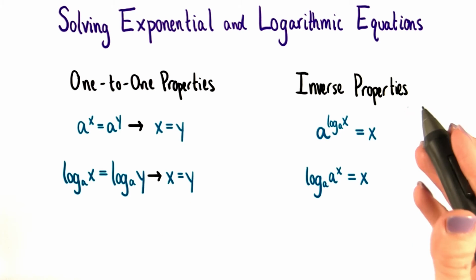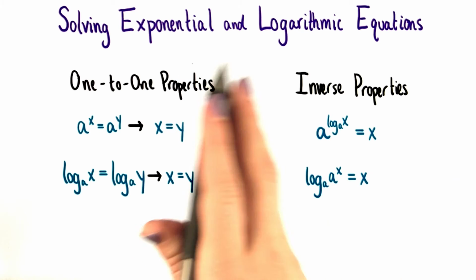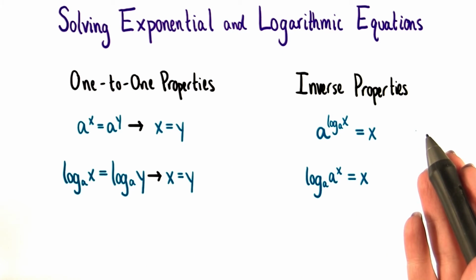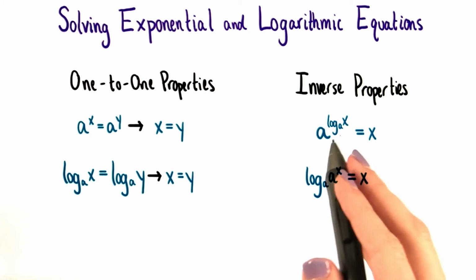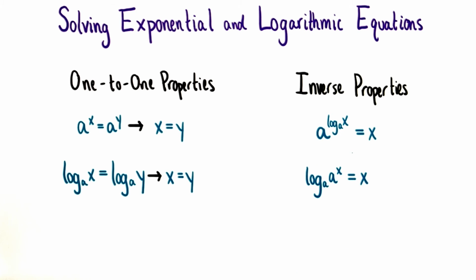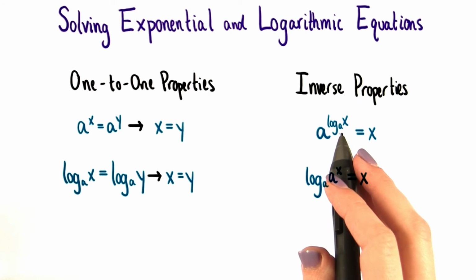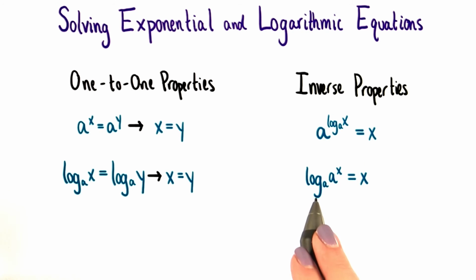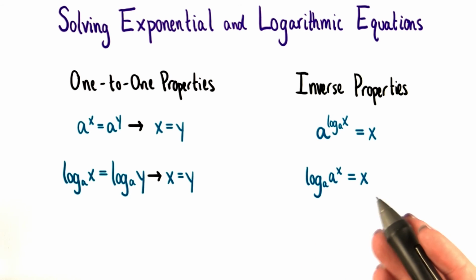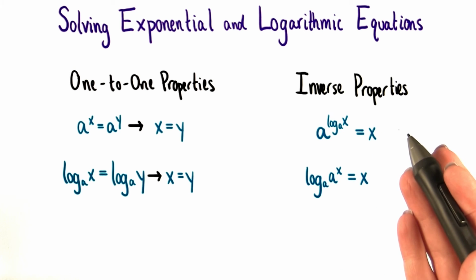We also have some inverse properties, properties that demonstrate that exponential and logarithmic functions are each other's inverses. Here's the first one. A to the power of log base a of x equals x. And the second one says that log base a of a to the x is equal to x. This is just showing that logs and exponents undo one another.